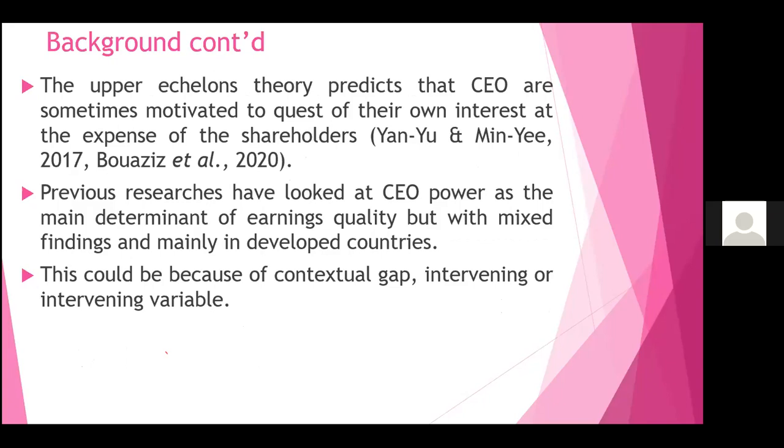Previous researchers have looked at CEO power as the main determinant of earnings quality, but with a lot of mixed findings. Others find that CEO power does predict earnings quality, while others reach a negative conclusion. This could be because of a contextual gap, or because of an intervening variable, which could be a moderator or a mediator. That is what the researcher wants to look at.